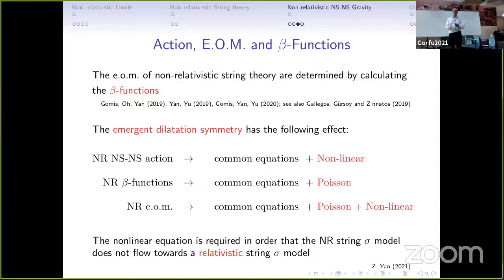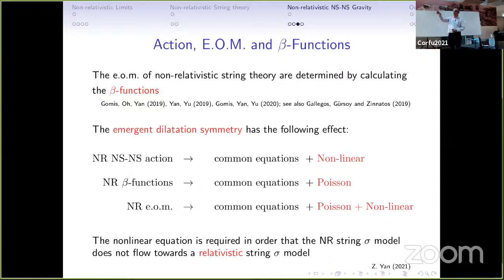So concerning the action, there's a relativistic and a non-relativistic action. The equations of motion can take either the relativistic action or the non-relativistic action, and for the beta function you can use the sigma model. And what happens is, because of dilatation, if you take the limit, if you take the equations of motion that correspond to the non-relativistic action, I told you, you miss an equation of motion. That's the Poisson equation. That's the first line. But you have the nonlinear equation that follows from the action.